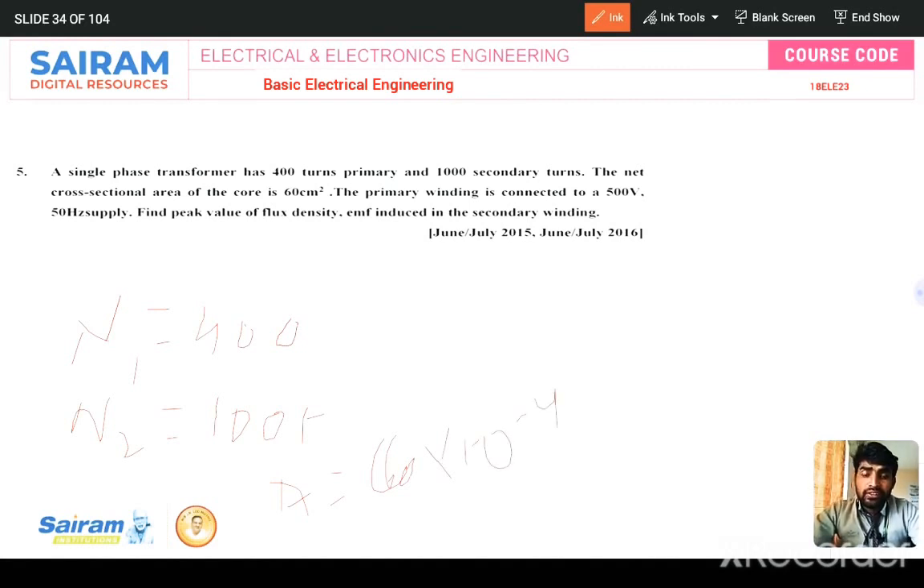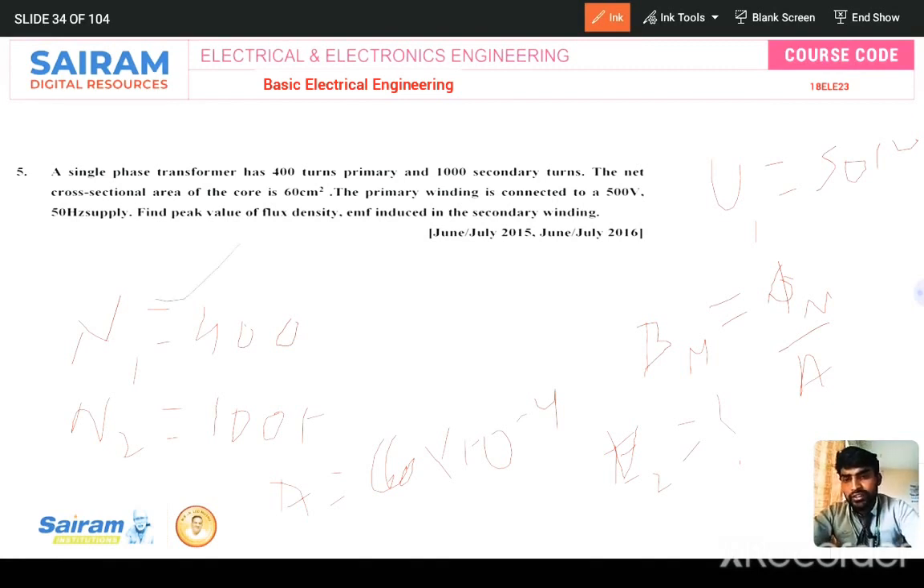And the primary winding is connected to a 500 volts 50 hertz supply. So V1 is given 500 and 50 hertz supply. Find the peak value of flux density. We need to calculate Bm, right? Flux per unit area, and EMF induced in the secondary winding. We need to calculate E2 also, right? I think E2 or V2 we can calculate directly. Only the symbol is different, okay? E2 you can take or V2 you can take, your wish. V1 or V2 or E1 or E2, your wish. Keep it in your mind.